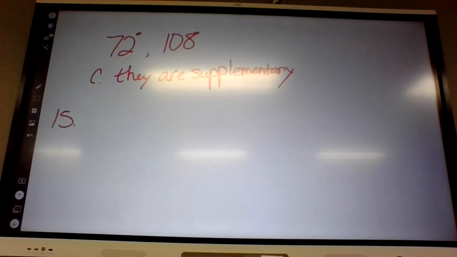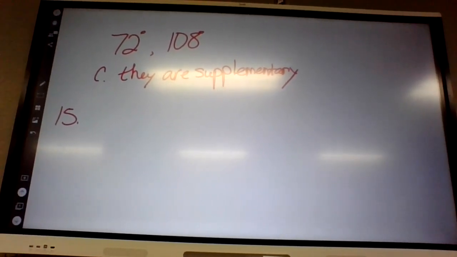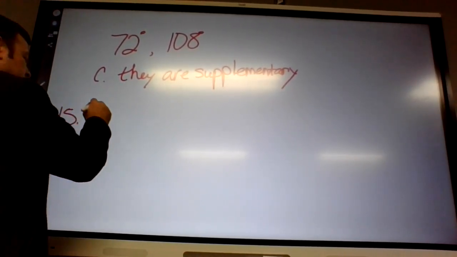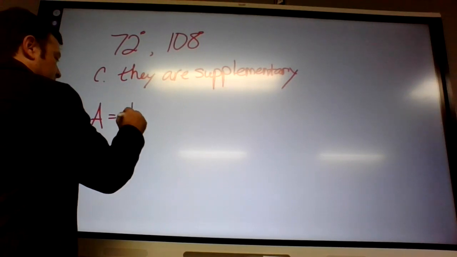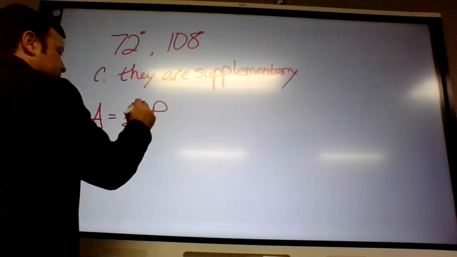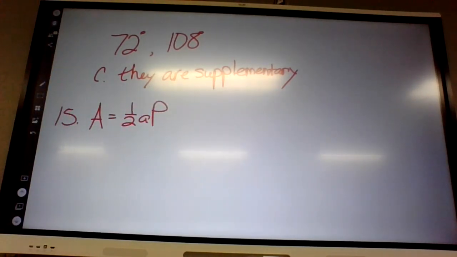Number 15. Okay, so find the area. What's the formula again? 1/2 a p. Yeah, 1/2 apothem times perimeter. Short and sweet. But they don't usually give us the perimeter. We gotta find it ourselves.